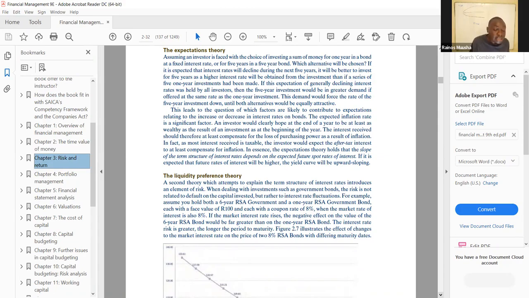Then the liquidity preference theory basically says that for deferring access to their money now, investors want to be compensated. So what does that mean? The liquidity preference theory says that the longer investors have to defer getting their money, the higher the interest rates. So the liquidity preference theory follows an upward sloping yield curve.